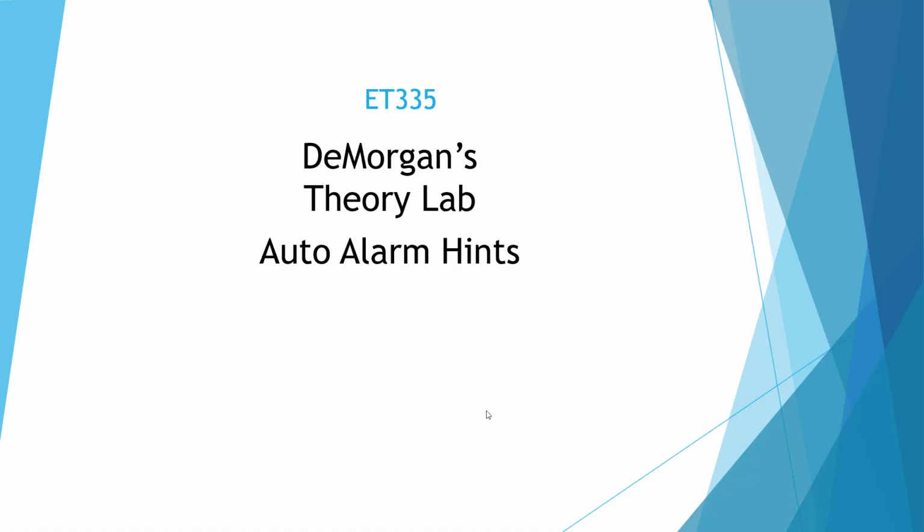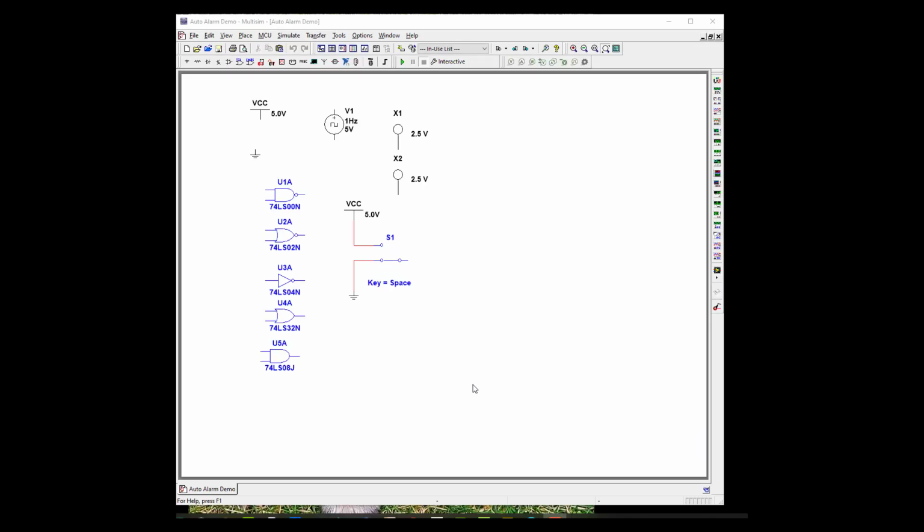Welcome to the ET 335 DeMorgan's Theory Labs Auto Alarm Hints. Here I am in Multisim and I've opened up the file which I'm going to give you, which has some of the basic logic and our switches so you could build your circuit for our auto alarm. So let's go ahead and get started.